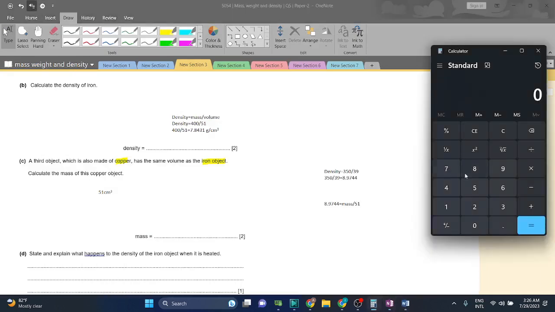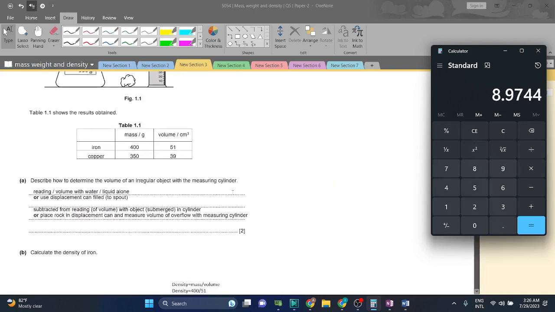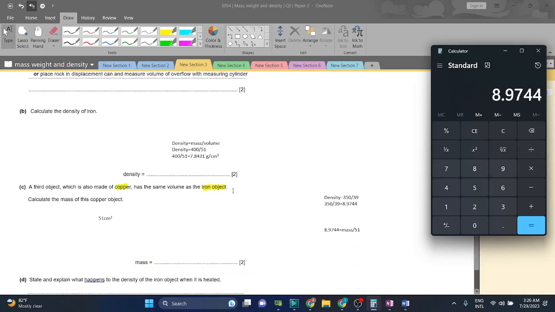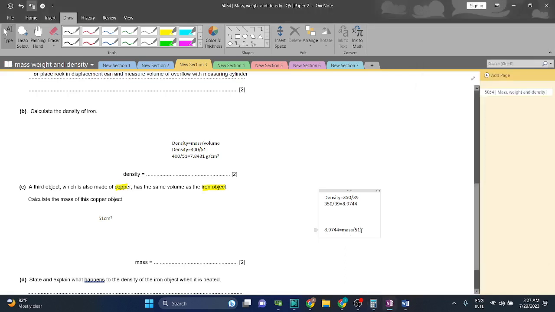8.9744 multiplied by 51 will give us the value, 457 or 460 approximately. Mass will be 460, sorry, 460 grams. ठीक है ना?